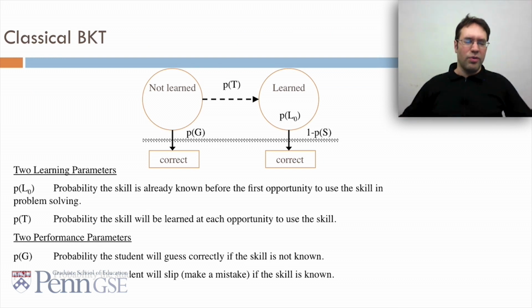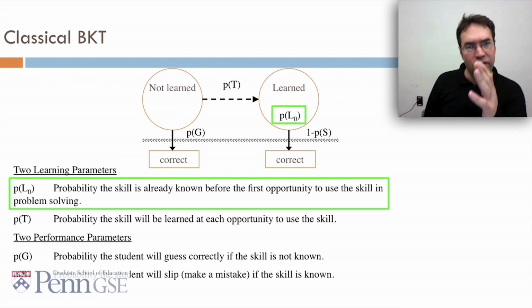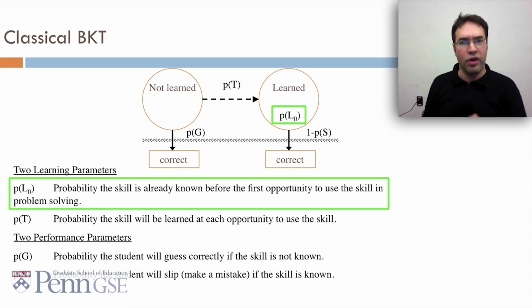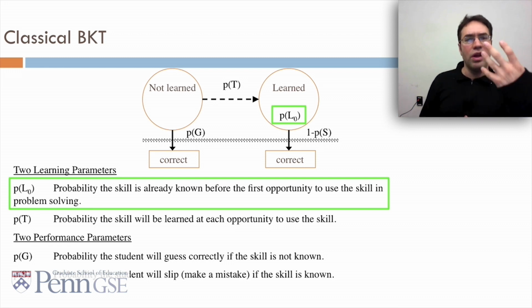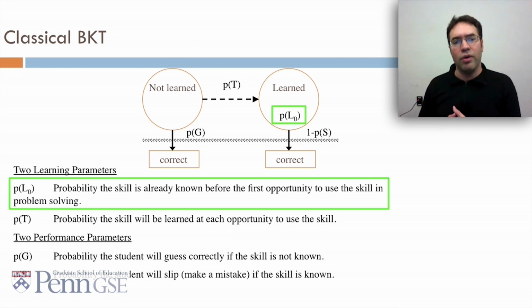So let's look at the classical BKT model now. You can see the 2 states, on the left not learned, on the right learned. The first parameter, P of L0, is the probability that the student already knows the skill before their first opportunity to use it in problem solving. In other words, students don't come into our learning as a blank slate. They come in already having a certain probability of knowing what we want them to know.